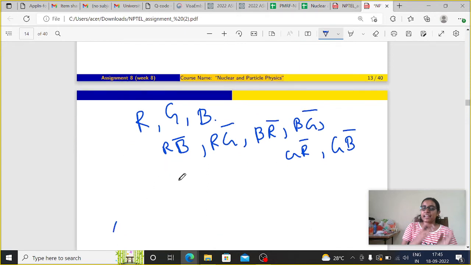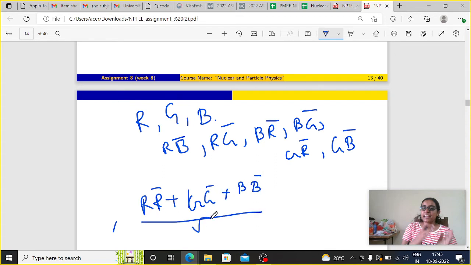Now let's say one more configuration of this type: R R bar plus G G bar plus B B bar, divided by root 3. Is it colored or colorless? Can you please tell?